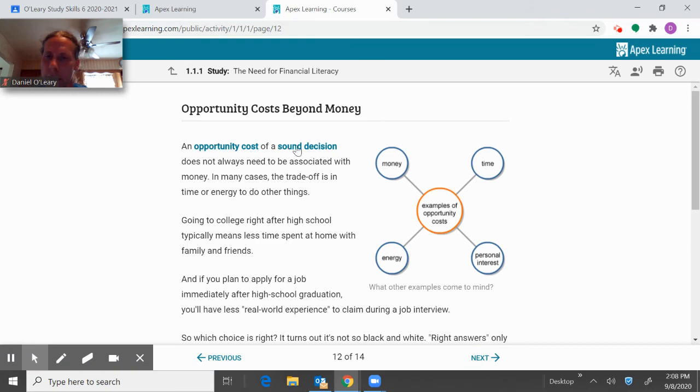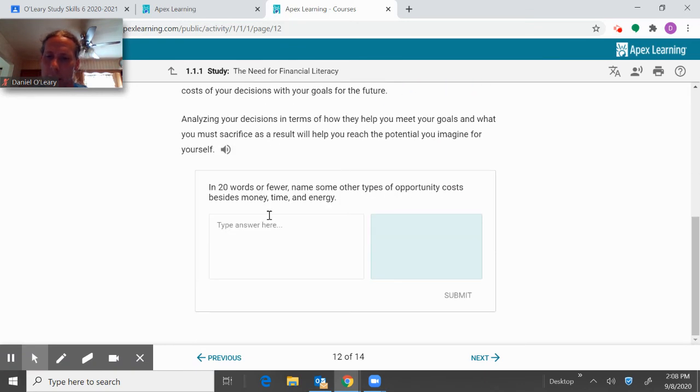Okay, so again, opportunity cost and sound decisions gives you some definitions there that you need. And in 20 words or fewer, name some other types of opportunity costs besides money, time, and energy. So opportunity cost, what does it cost to take that opportunity? It doesn't necessarily mean money. It could be cost of your time, cost of your safety, cost of your security, etc. Those different types of costs.